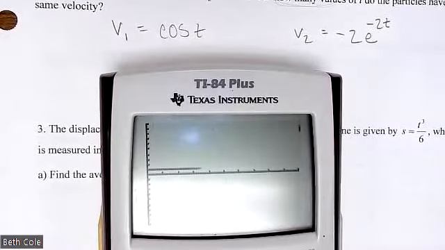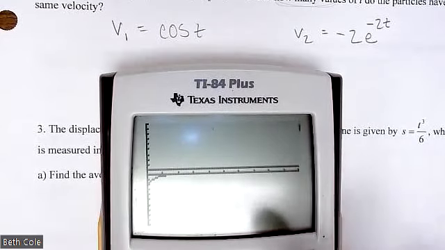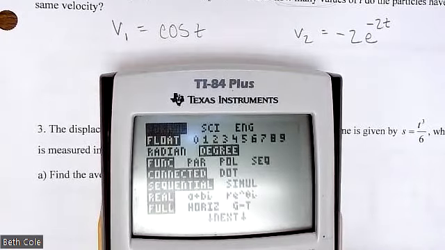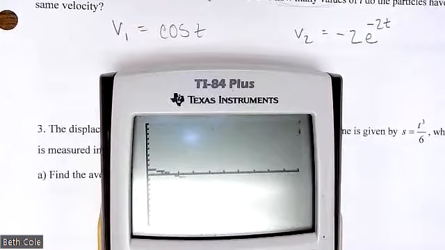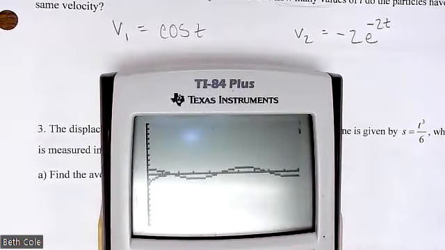Now, all we're going to do is count how many intersections there are. Wait, something is wrong there. Am I in the wrong mode? Hold on. I'm in degrees. Let me change it to radians. Rookie mistake. There we go. How did I know it was wrong though? Let's talk about that. Yeah, well, cosine should be a wave and it didn't wave.